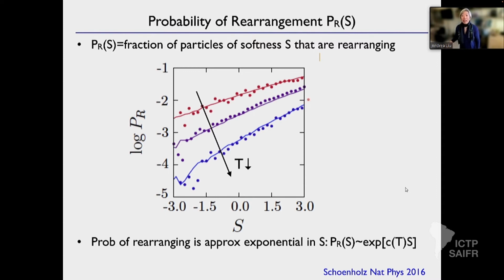And you also see that as you lower the temperature, it becomes a stronger and stronger function of softness. And it's nearly exponential. This is the log of the probability versus softness, and it's nearly a straight line. And we're going to actually assume that it's exponential in our simple theories.